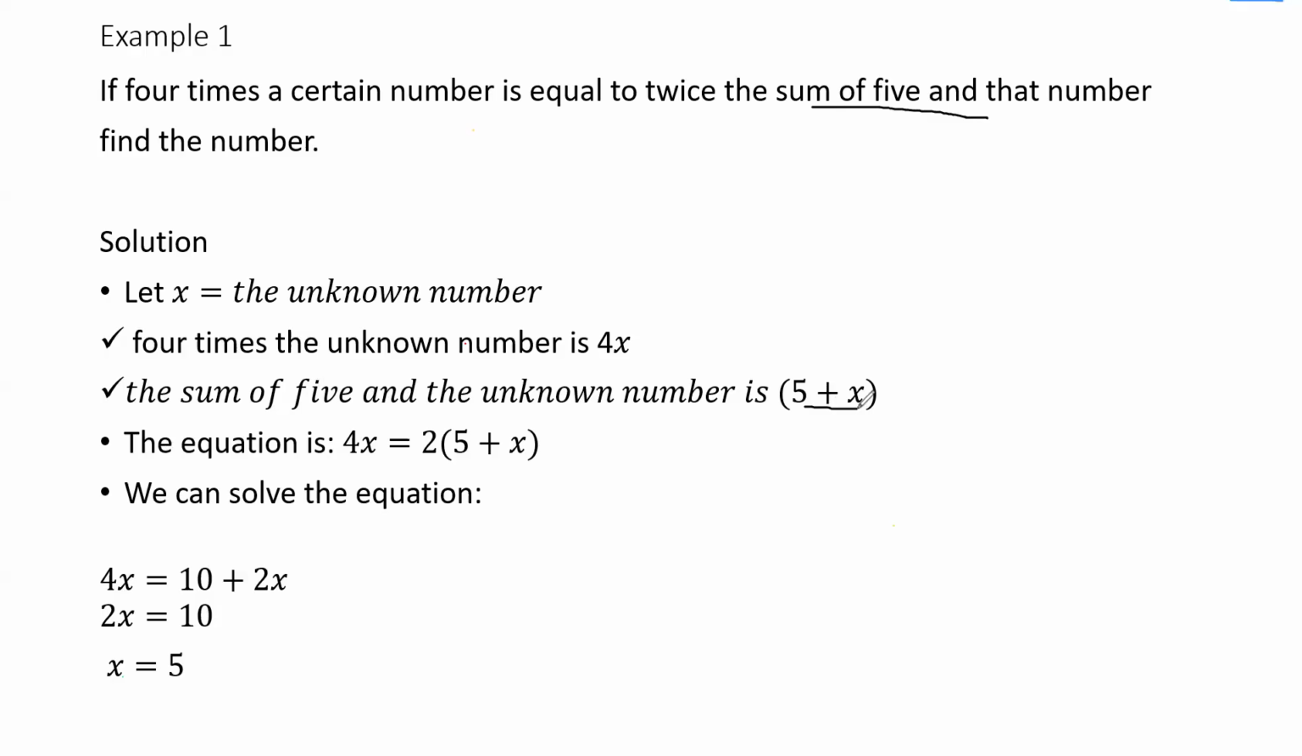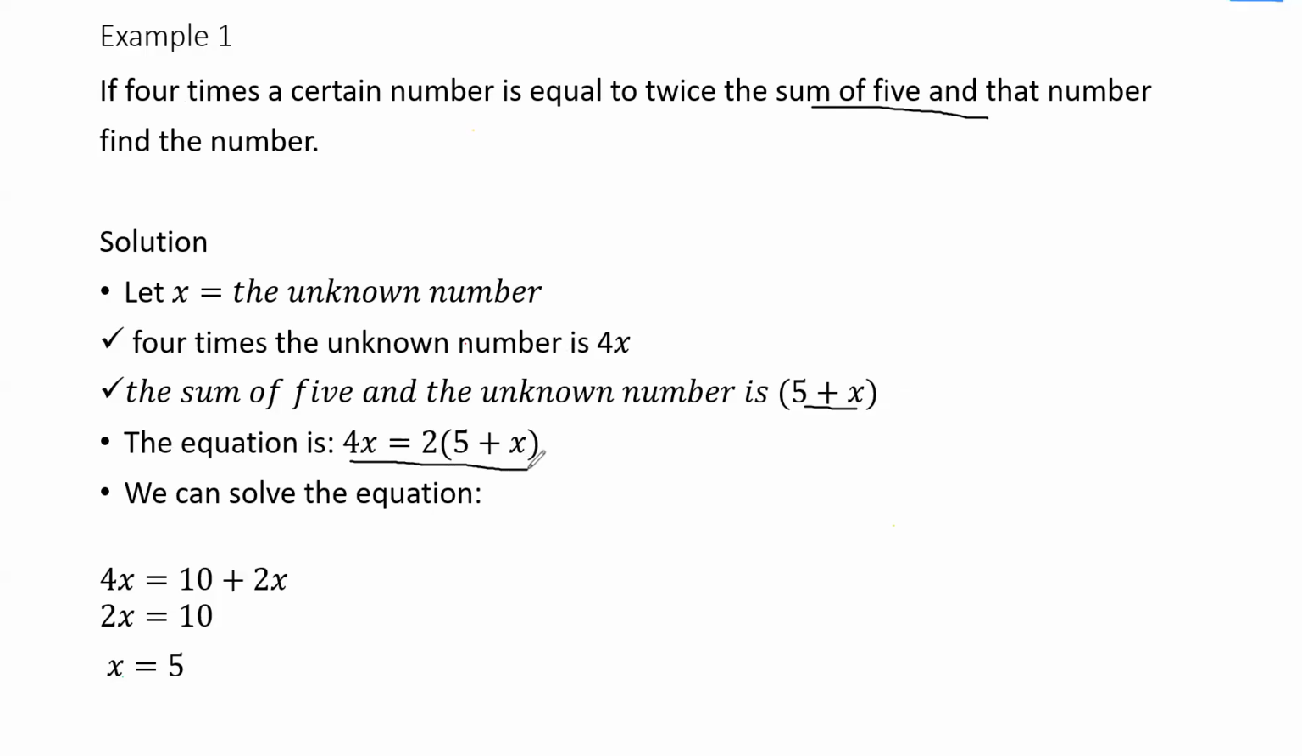Then we are going to twice. So twice that will become 2 times 5 plus x. Is that not true? Yes, it is. So now let's join all this into one equation. Go over the statement again. 4 times a certain number, that is 4x, equals, we bring the equal sign. Twice, we bring the 2. Then the sum of 5 and that number, 5 plus x. So we get a linear equation like this.